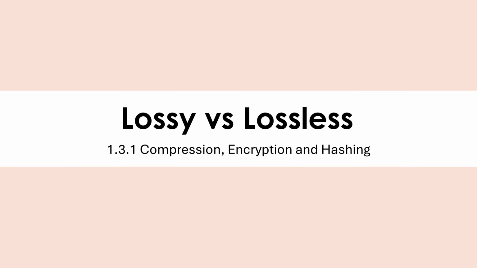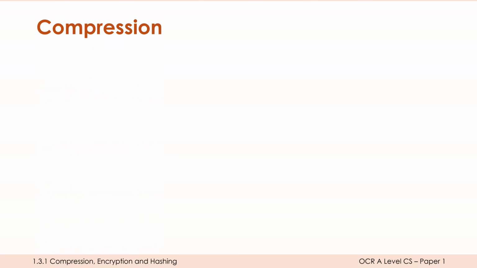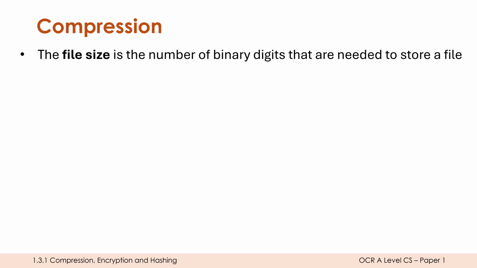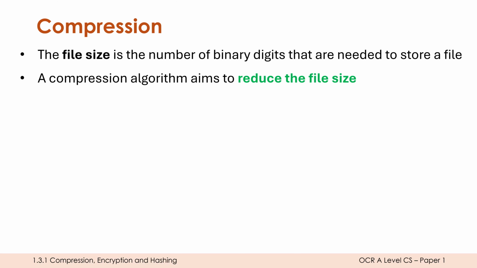Hi, we're going to talk about compression in this video, specifically the difference between lossy and lossless compression. And I'm going to start with possibly two very obvious statements, but I've got to say these anyway. The file size of a file is the number of binary digits that are needed to store it. And we have units like bits and bytes and kilobytes and megabytes to represent that file size. The purpose of a compression algorithm is to reduce this file size, so to shrink it down.